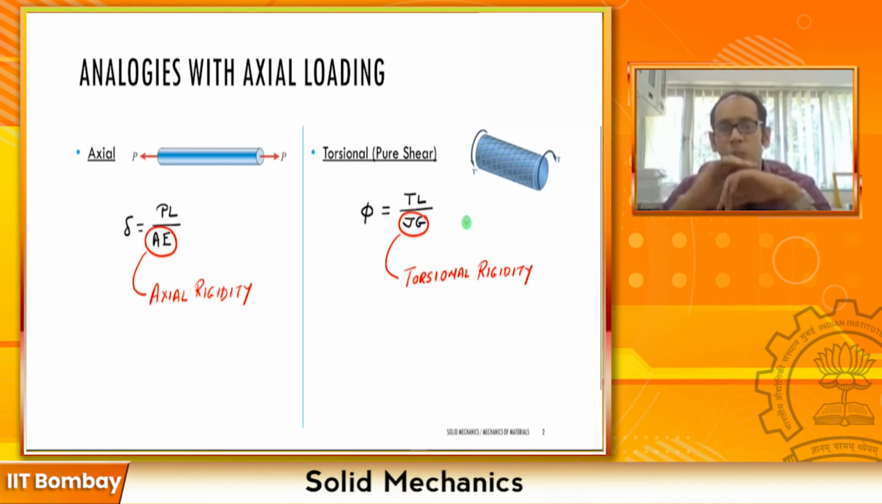Now you will see that once you have established this analogy, some of the concepts that you have studied in axial loading, for example, the indeterminate structure, when you had structures with non-uniform axial loading, similar cases can arise in the case of torsion, and analogically you can solve it in a very similar way. So let's go ahead and take a look at some of the problems.